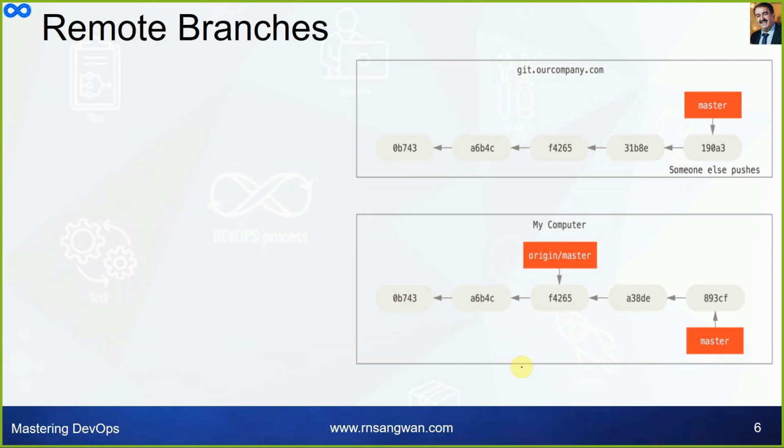Now you start working on it. This was your company repository. This is on your system. You started with this, 4265. When you cloned it, you were here. But somebody else is moving ahead and pushing it. So this pointer is moved. This is someone else pushing, and the branch is pointing to this now.